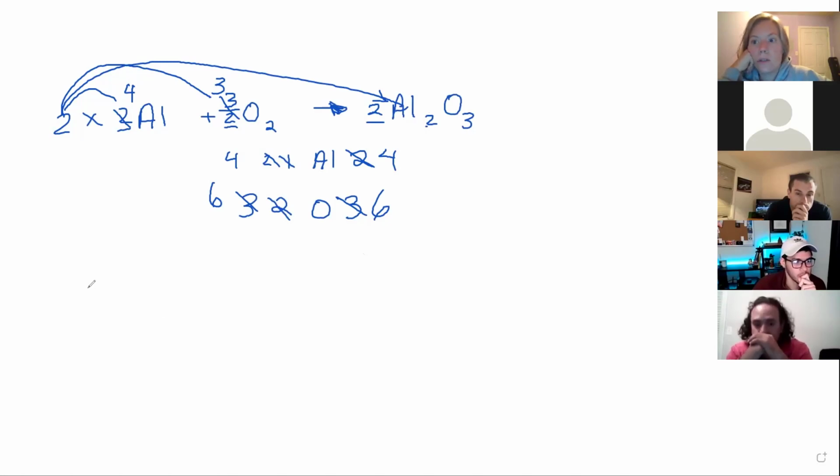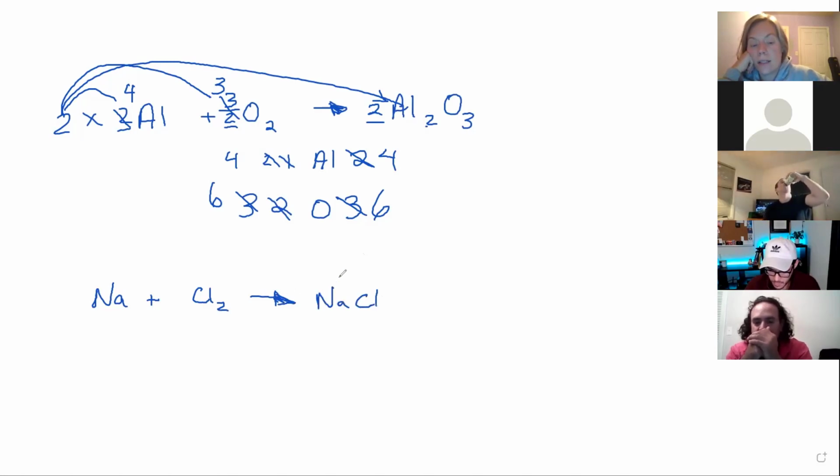Let's do another one. Let's do the synthesis of sodium chloride. So I have Na plus Cl2 produces NaCl. Okay, so we take inventory of what we have. I've got sodium, Na. I've got chlorine, Cl. In the equation currently, 1 sodium to start, 1 sodium to end. 2 chlorines to start, 1 chlorine to end.